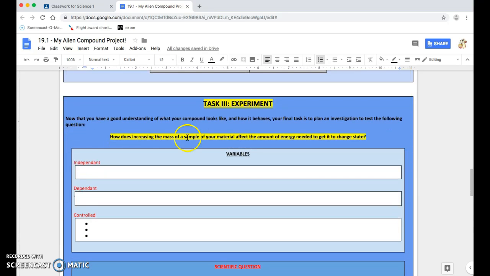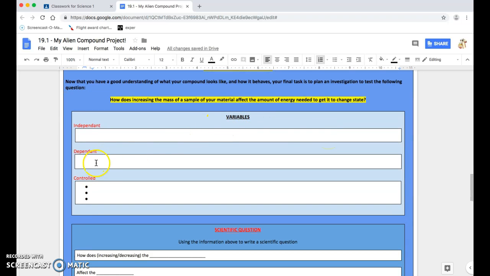So what you're going to do is you're going to be figuring out a way to set up this particular experiment, trying to answer this question right here. Mr. H and the rest of the scientists want to know, how does increasing the mass of the compound that you have, so the more of this compound that you have, how does it affect the amount of energy needed to get it to change state? So if I add more compounds of our substance, how is it going to affect the energy?